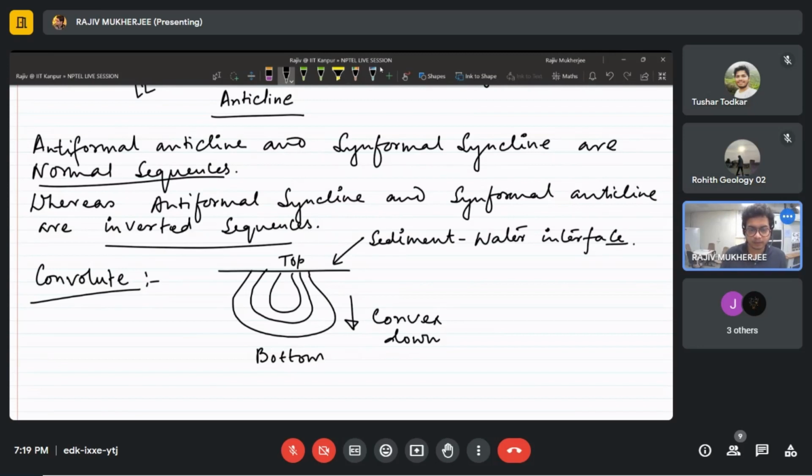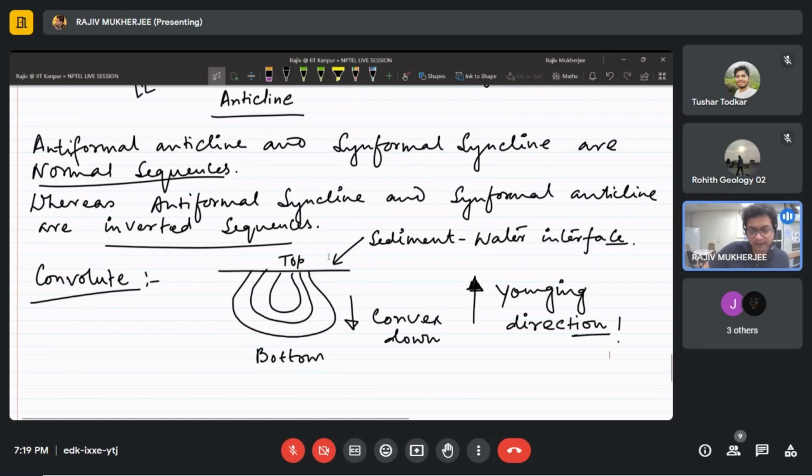And this is the bottom part. Sorry, this is the bottom part. This is the top part. And therefore we have the Younging direction like this. Okay.